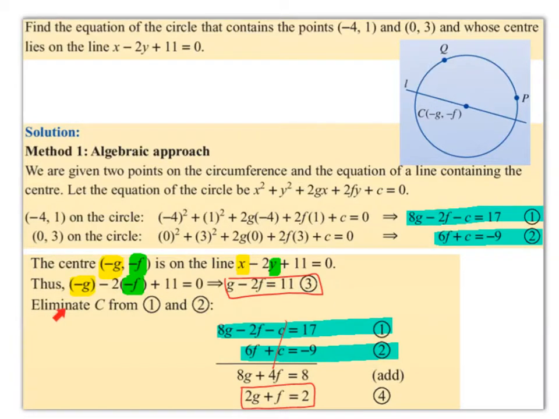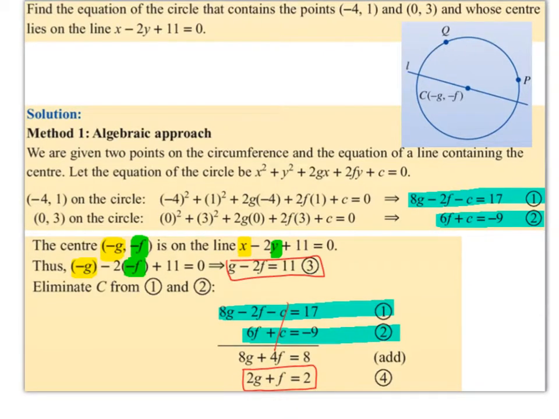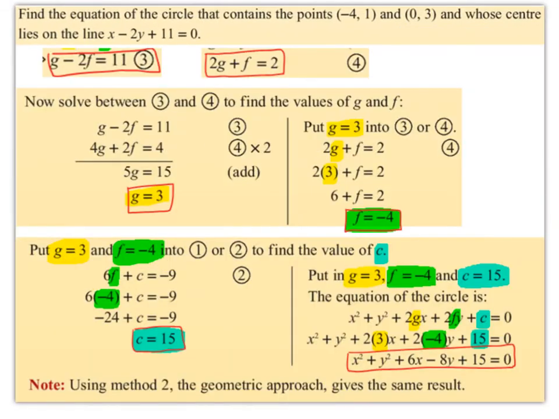So what we want to do is eliminate c from equation 1 and equation 2. So this was equation 1, this was equation 2. So we just write them down again. We notice that the c's will cancel, which is what we want. And then we simplify. So we have 8g + 4f = 8. We simplify by dividing across by 4. So we get 2g + f = 2. So here we have equation 4. Remember, this is equation 3 and this is equation 4. Now solve between equation 3 and equation 4 to find the values of g and f.